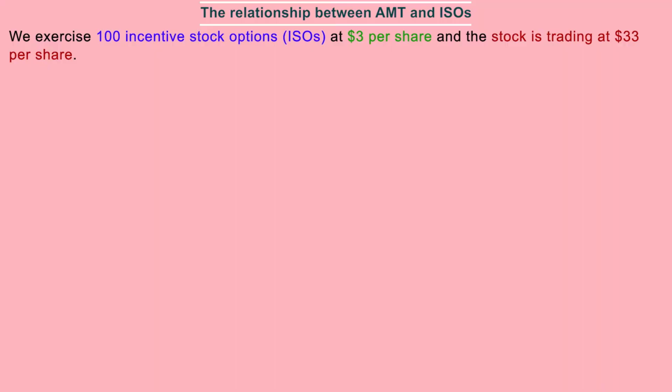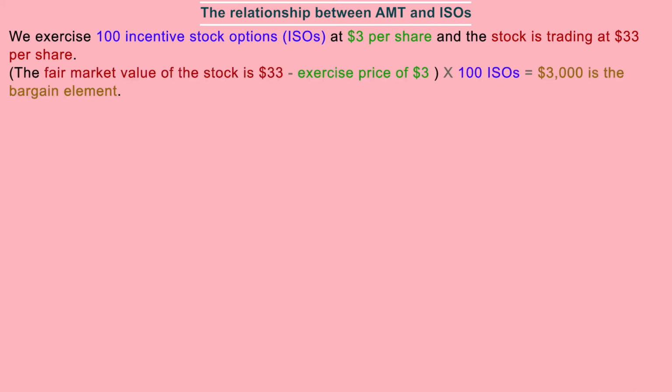We exercise 100 incentive stock options at $3 per share, and the stock is trading at $33 per share. The fair market value of the stock is $33 minus exercise price of $3 times 100 ISOs equals $3,000, which is the bargain element. On Form 6251, line 15 is the bargain element of $3,000.